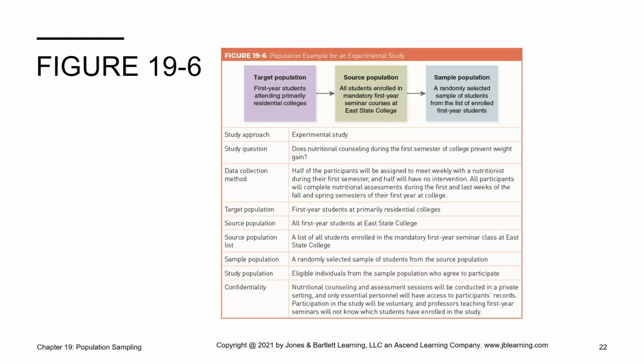Figure 19.6 goes over a population example for an experimental study. The target population is first-year students attending primary residential colleges. The source population comprises all students enrolled in mandatory first-year seminar courses at East State College. And the sample population is a randomly selected sample of students from the list of enrolled first-year students.